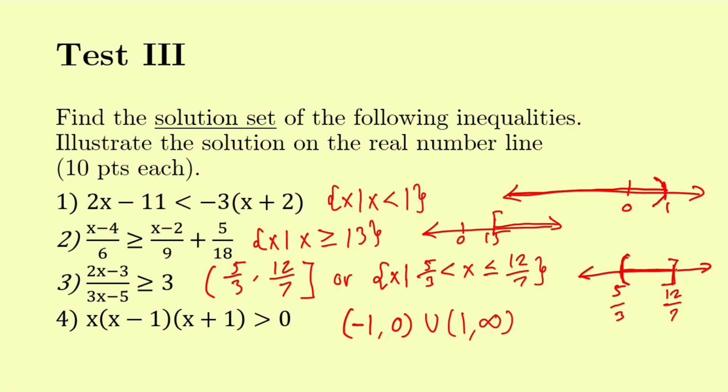Parenthesis, bracket. And lastly, for number 4, negative 1 to 0, tapos 1 to infinity. So, meron tayong 1, negative 1, 0, 1. Ito, pag ganyan, parenthesis sa parehas, up, tapos yung 1 papunta sa right. Yun yung ating solution, ay graph ng ating solution sets for test 3.